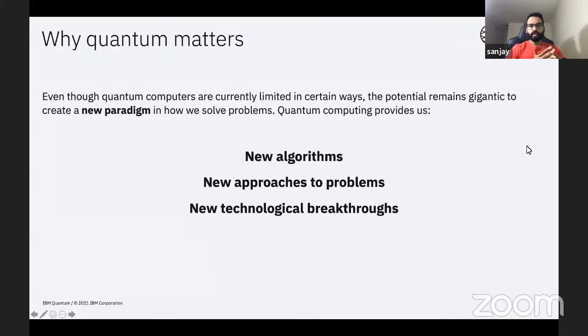Now, why does quantum computing even matter? Even though quantum computers are currently limited in certain ways today, the potential remains gigantic for creating a new paradigm in how we solve problems. So what does quantum computing actually provide to us? It provides new algorithms. It provides new approaches to problems that are very difficult for classical computers to come up with, and new technological breakthroughs.